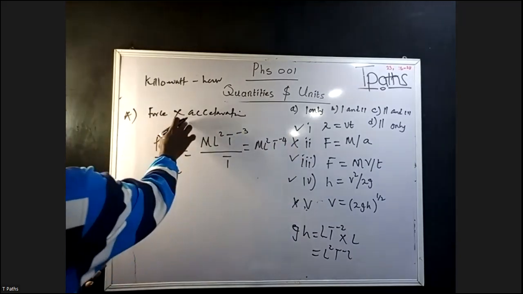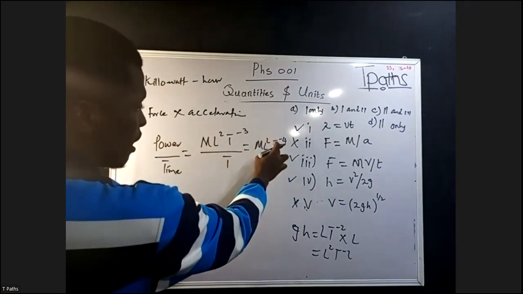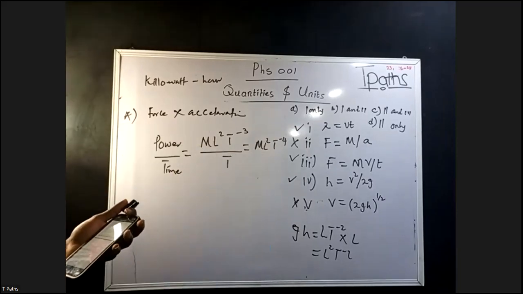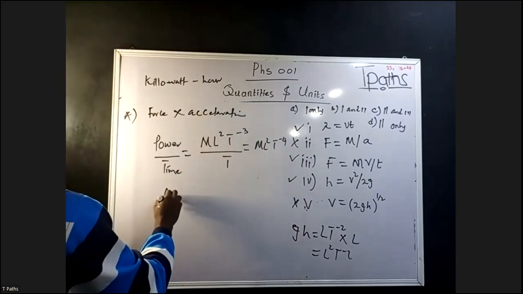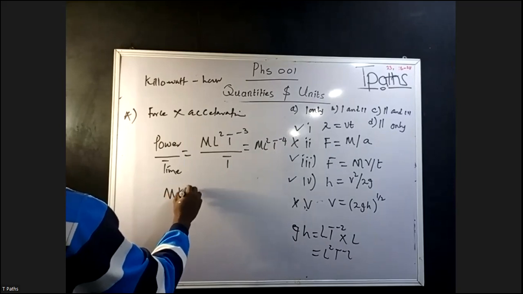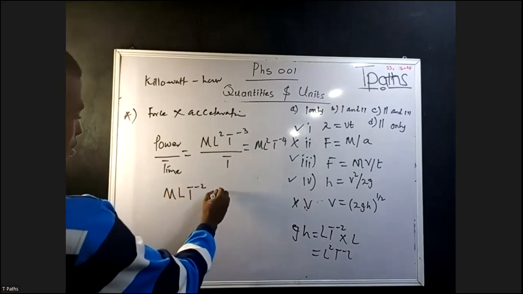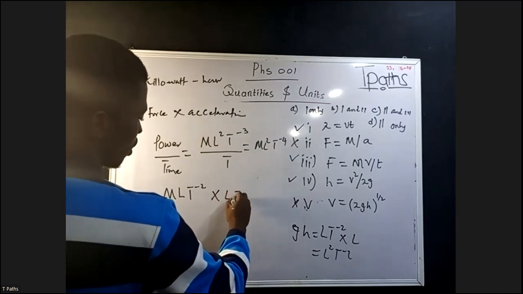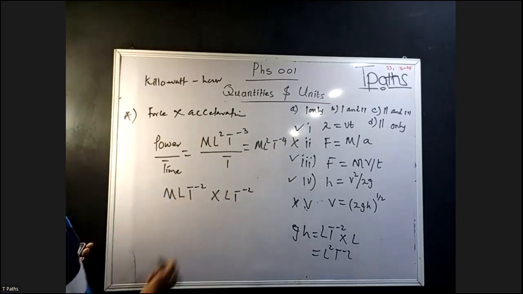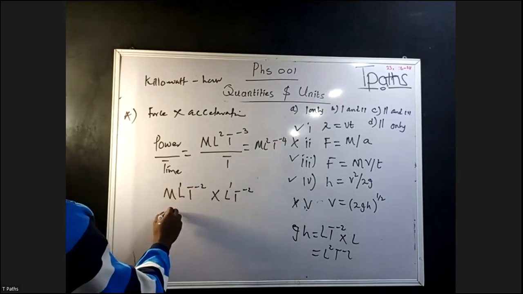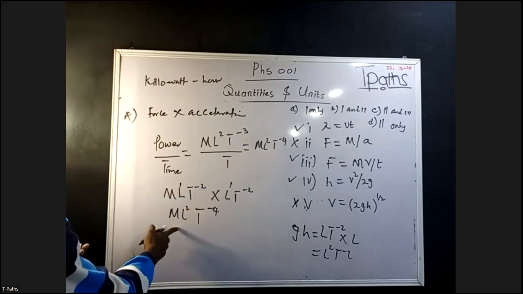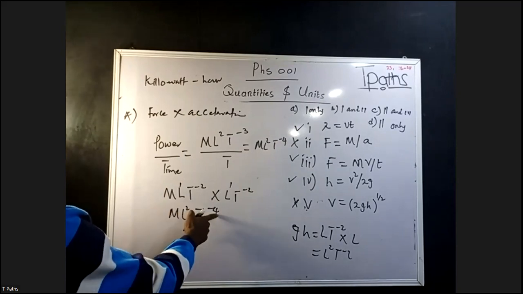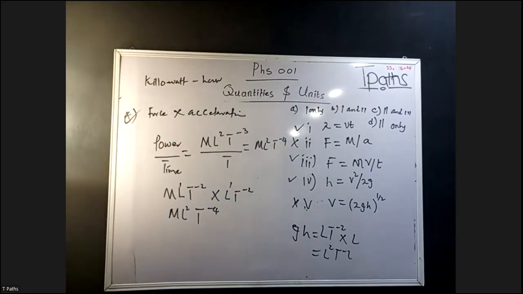So any dimension given in these options that will give us M L squared T raised to power minus 4 is our answer. Let's see how we'll do that. Force times acceleration, will that give us that? Force is measured in M L T raised to power minus 2, times acceleration, which is L T raised to power minus 2. If I bring all these together with the law of indices, I have M, L raised to power 2, T raised to power minus 4. So we've gotten it, M L squared T raised to power minus 4. Our answer there is option A. I believe that is clear.